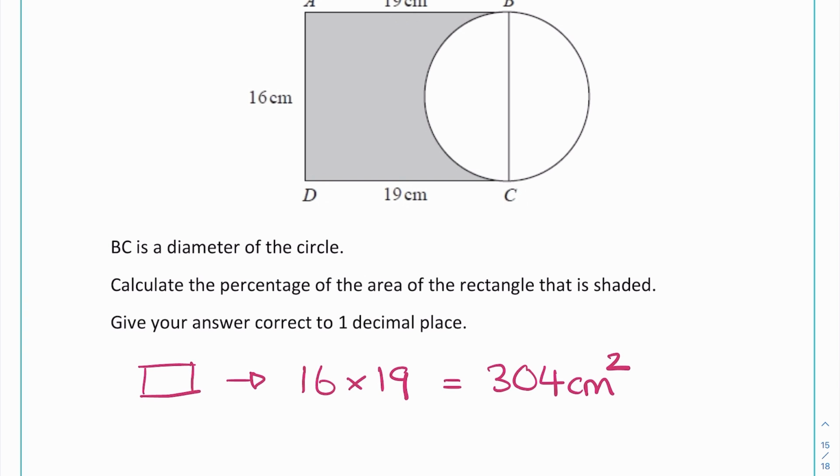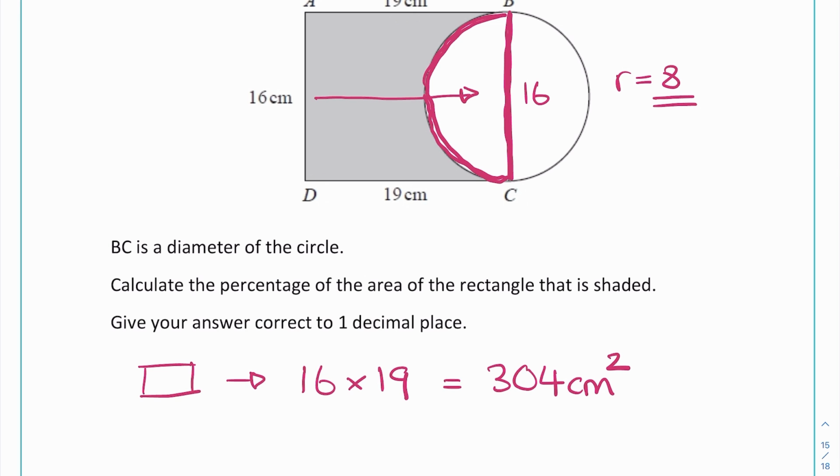To get the shaded region from the rectangle, I'd only really want to know the area of the semicircle. So I just want to work out the area of this semicircle just here. Now to work that out, I need to know the radius. Now the diameter is going to be the same as the 16. So if that's 16, the radius will be half of that, which will be 8.